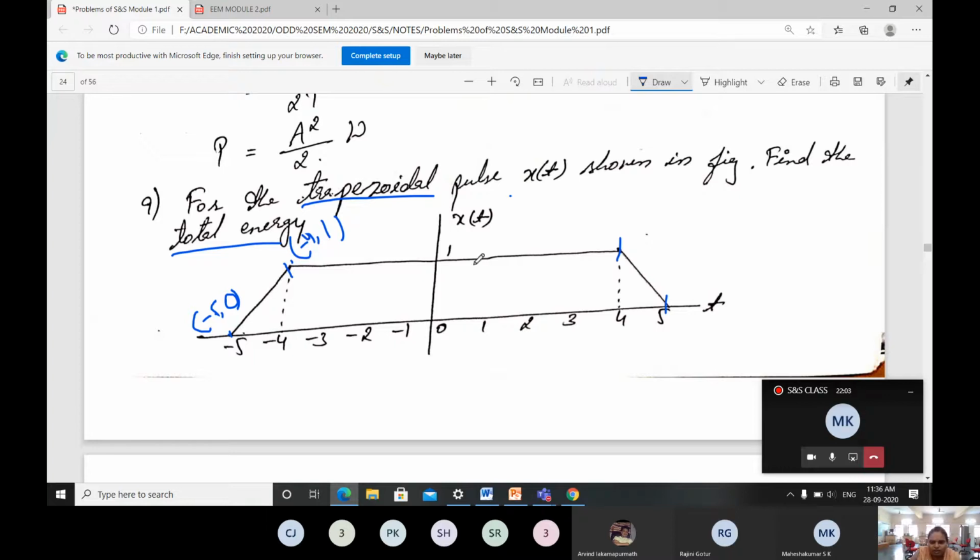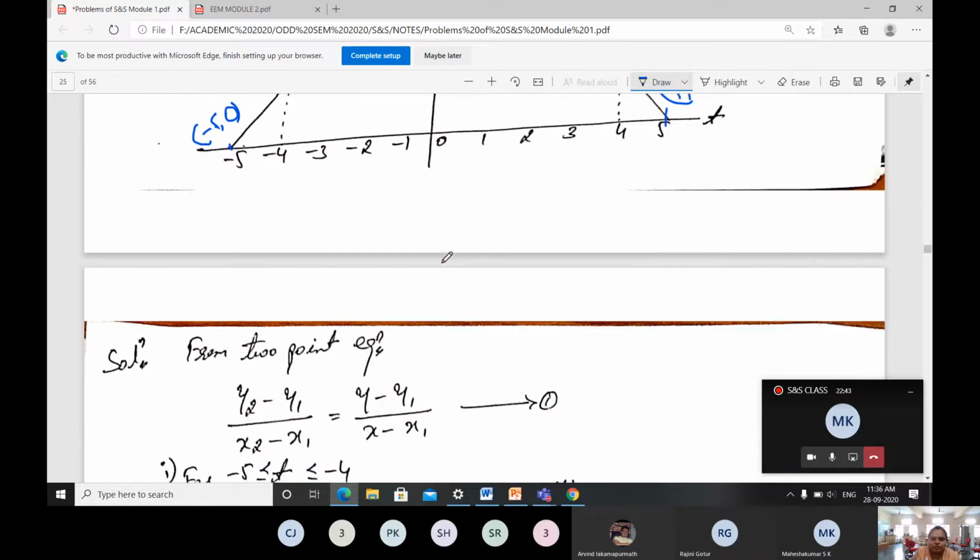It will remain the same until 4 also. Here, what point will I get? 4, 1. And here I will get 5, 0. Here -5, 0 is the end point of the line. Those are the points you have to take: -5, 0; -4, 1; 4, 1; and 5, 0.